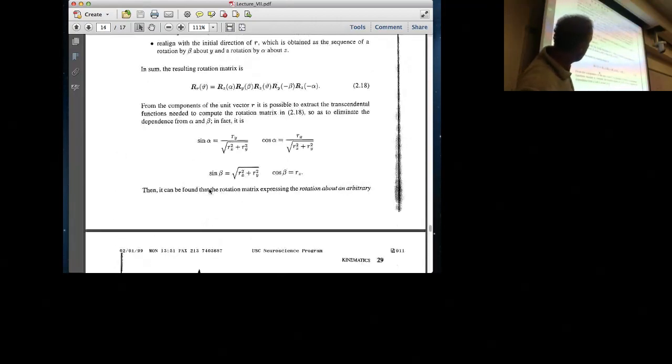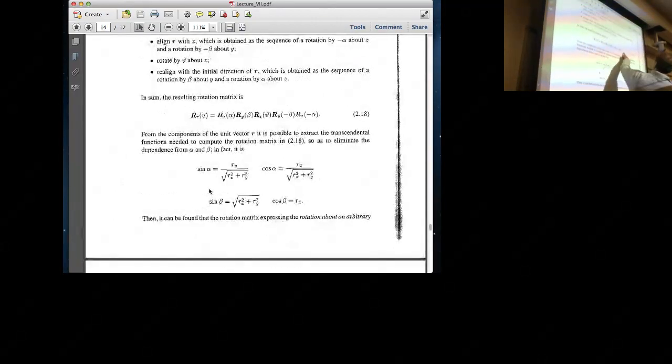What is essentially important is that we first rotate our vector R by a transformation in alpha. It's Rz in alpha direction. Now, because we're going in this direction, it has to be minus alpha. This puts us into this plane. Then we have to rotate negatively about beta.